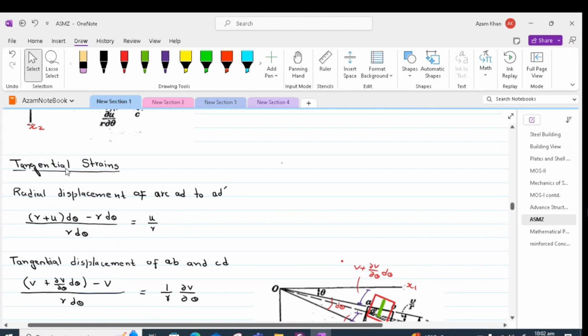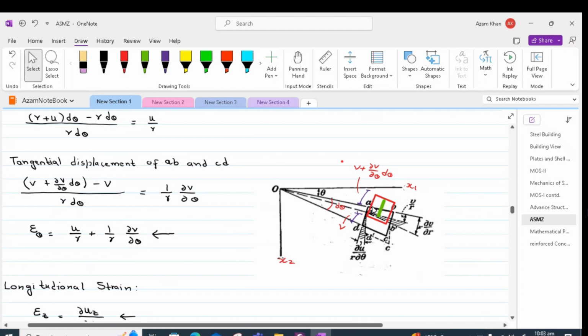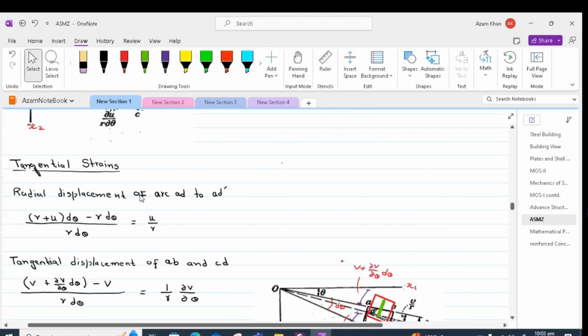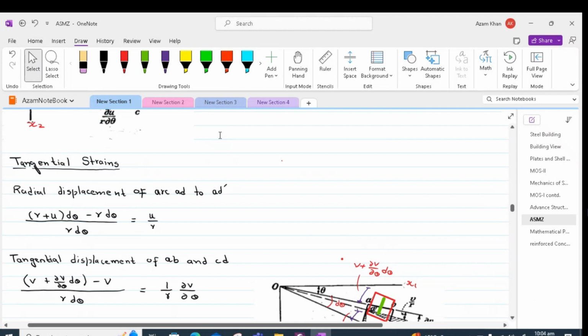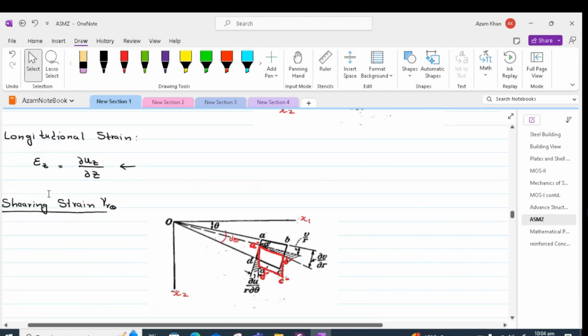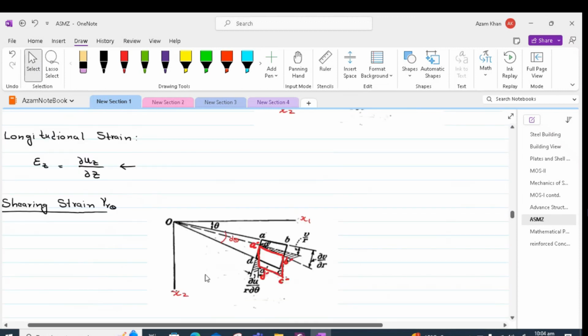So in the case of tangential strain, we have added the contribution of the radial displacement and the tangential displacement of the element. The rigid body motion will be subtracted when we are trying to derive the shear strain, which is gamma r theta. The effect of rigid body rotation is included in the shear strain, and that will be discussed now. So again, we have got an element, the same element A, B, C, D.